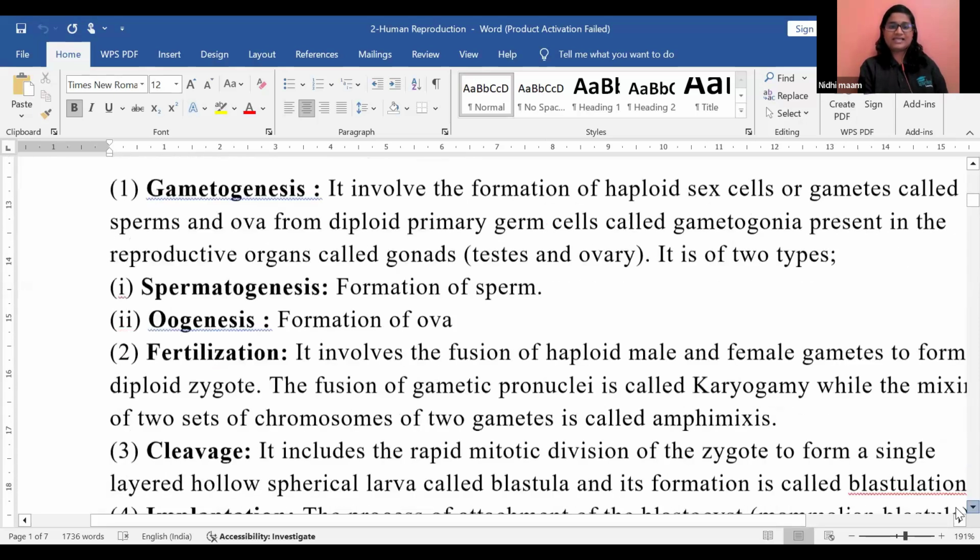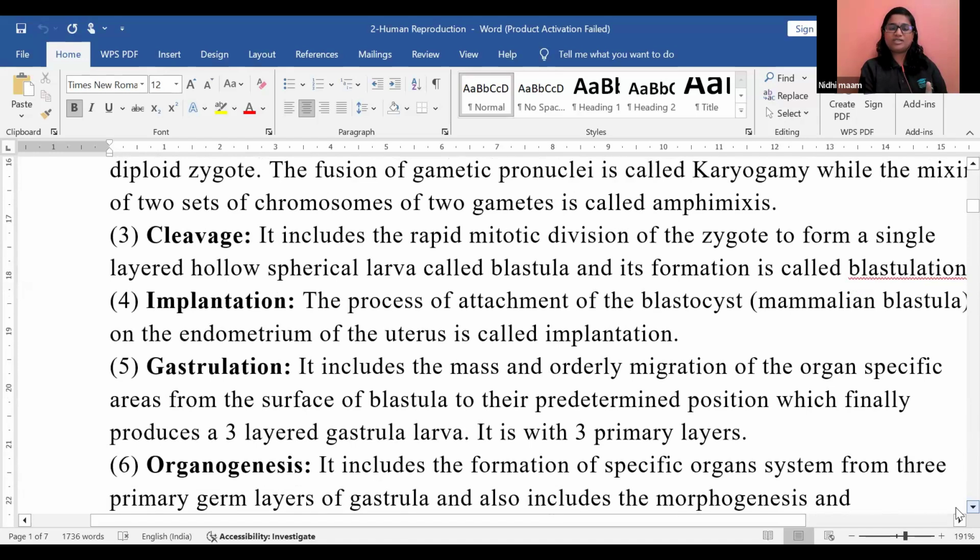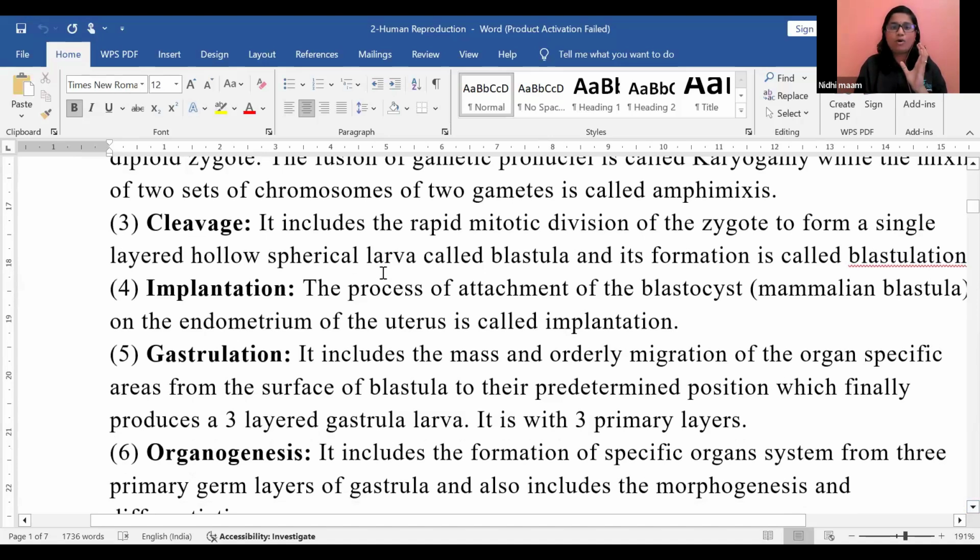Then fertilization, and the concept of cleavage comes in CET, not in the board. Cleavage includes rapid mitotic division of the zygote. We know that when a human sperm fuses with the ovum, a zygote is formed. When that diploid zygote undergoes continuous mitotic division, it forms a ball of cells, a layered hollow spherical larva called blastula, and that formation is called cleavage. Regarding that also we will get some questions.